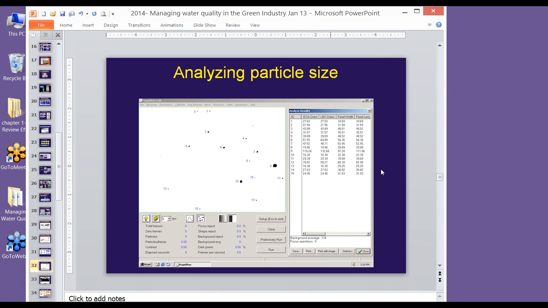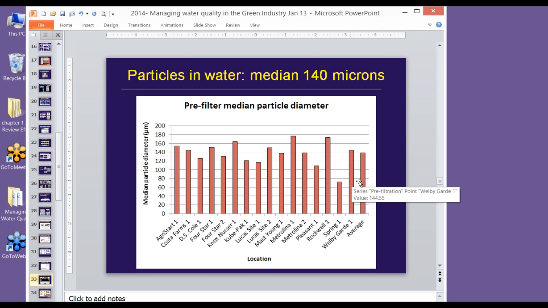So we analyzed particle size by sending our samples to the physics department here at the University of Florida. And what they did is that they estimated the size of particles and how many of those particles were present. What we learned here is very interesting, and essential to keep in mind when we're thinking about filtration.